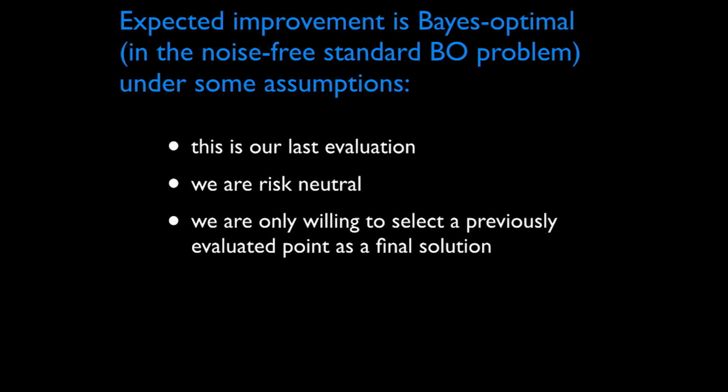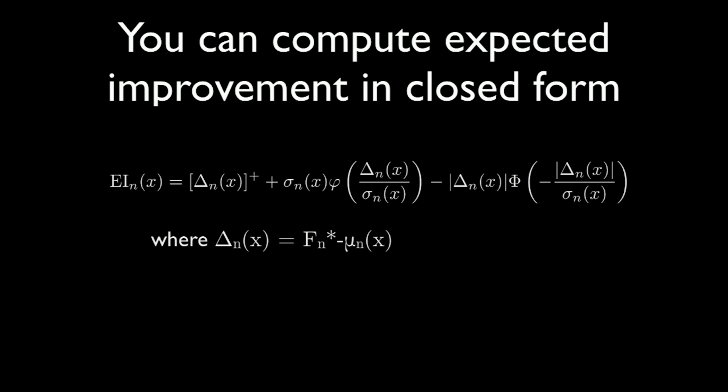So just a statement is that by construction, evaluating at the point with the largest expected improvement is the optimal thing to do in the following specific setting. In the noise-free setting, if this is the last evaluation that I can make, if I'm risk neutral, so I'm interested in maximizing expectations, and I'm only willing to report as a final solution a value that I have previously evaluated. Okay, now I'll return back to this point later.